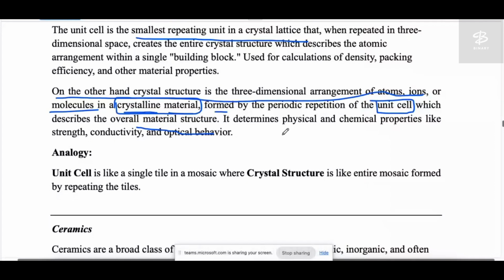Here you can see that the unit cell defines the density, packing efficiency, and other material properties. But the crystal structure defines the physical and chemical properties like strength, conductivity, and optical behavior. These all come due to the crystal structure. Density and packing efficiency depend only on the unit cell, on what kind of unit cell there is. But physical and chemical properties like strength, conductivity, and optical behavior depend on the crystal structure, how the unit cell has been repeated in a fashion, and that shows the physical and chemical properties of the material.